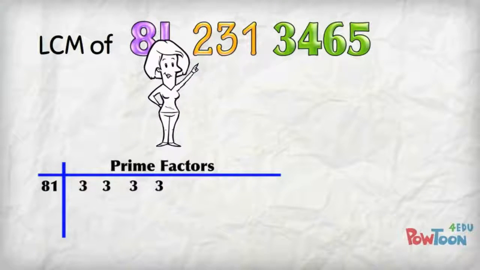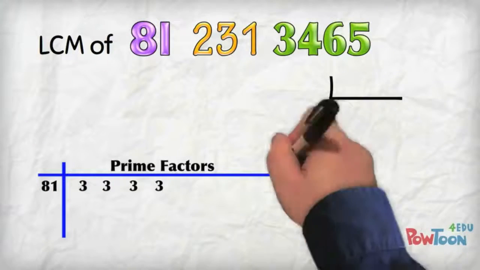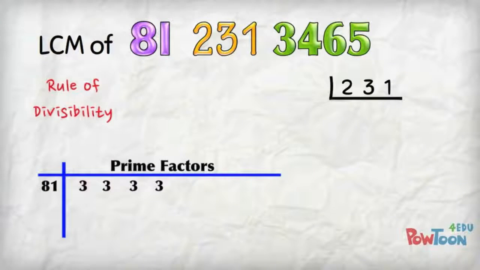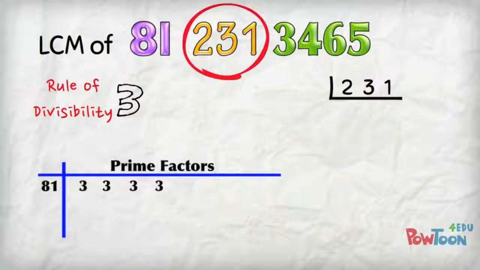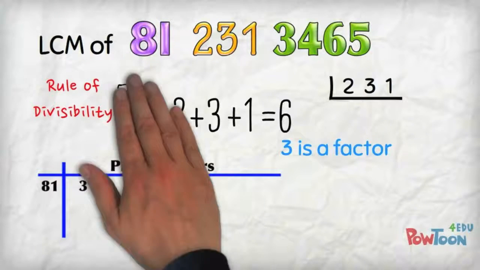231 is next. This is not in any multiplication table I know, so a factor tree is no use here. I'm going to use short division to quickly extract the primes. I can apply the rule of divisibility for 3. When I add these digits, 2 plus 3 plus 1, I get 6, so I know 3 is a factor.